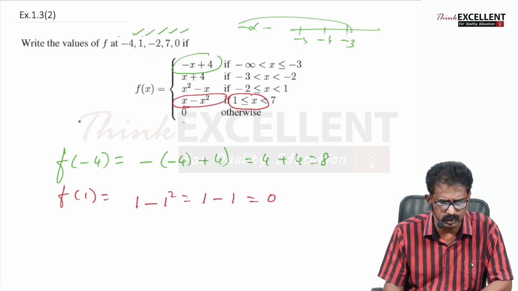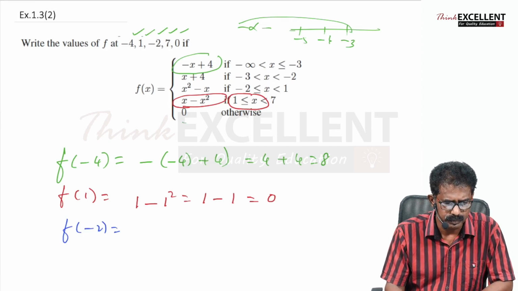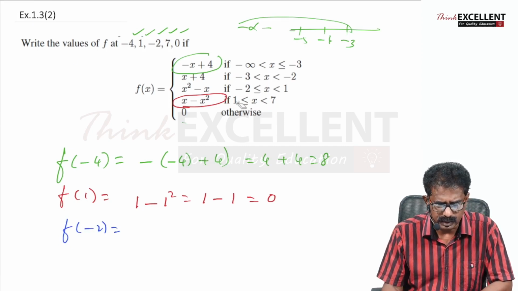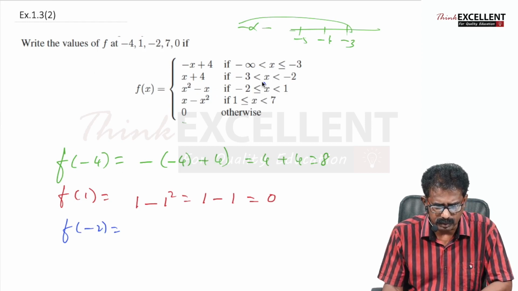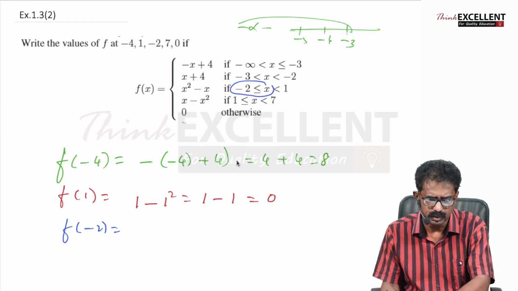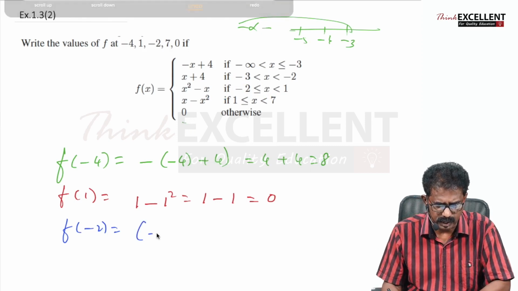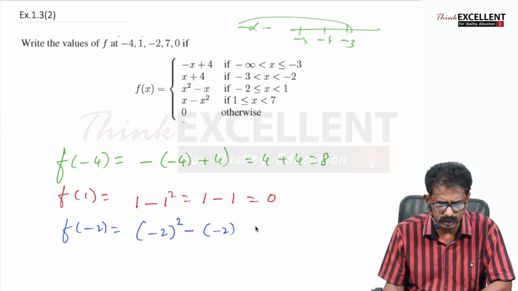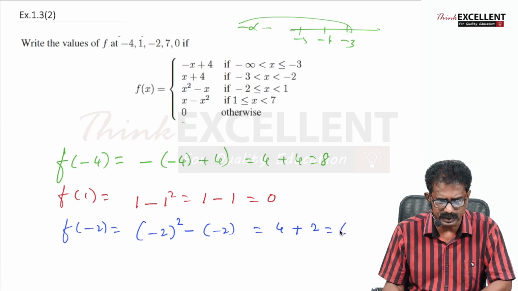Third one is f of -2. Minus 2 lies here. So in one case, less than only, right? So here they asked to find -2. -2 is here. Less than or equal to, right? So that function you use x square minus x. x square minus x, instead of x, you put -2. -2 square is 4. Minus minus is what? Plus 2. So the answer is 6.